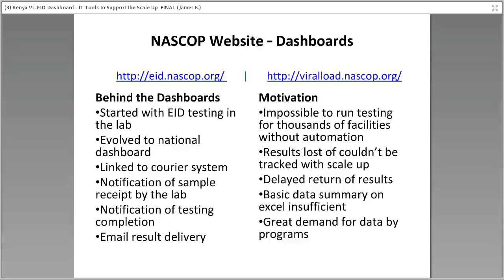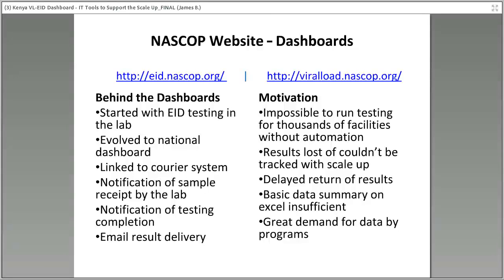So basically the dashboard started about 8 years ago with EID, because when we started rolling out EID, we found that there were challenges in the labs in terms of scheduling for testing. So it was initially designed to assist the labs with testing, to make sure that when samples come in, they can prioritize and test them. Then it evolved to a national dashboard, linked to the courier system, whereby the moment the samples are received in the lab, the facility gets a notification showing that the sample has been received.